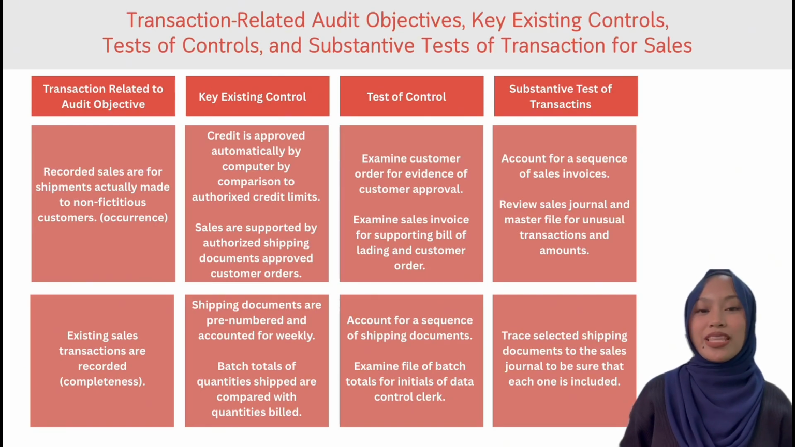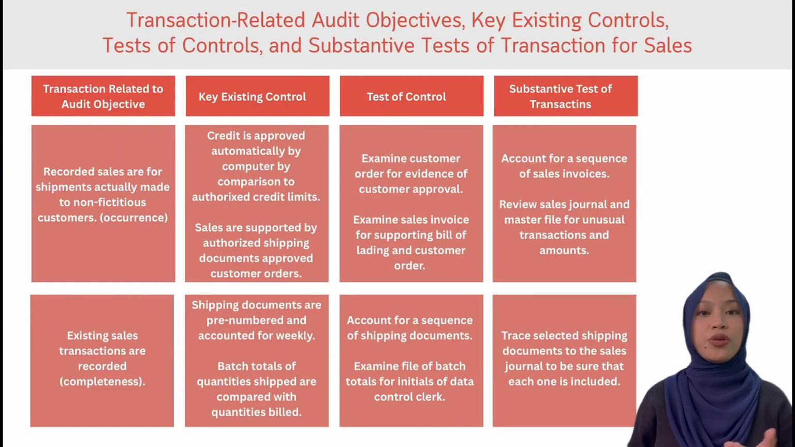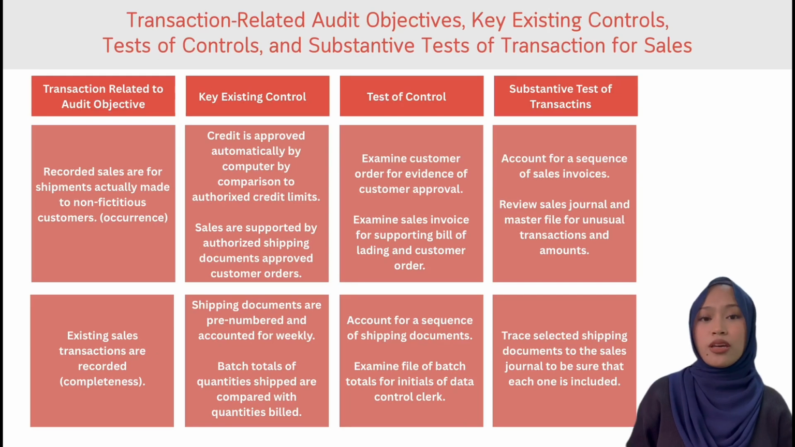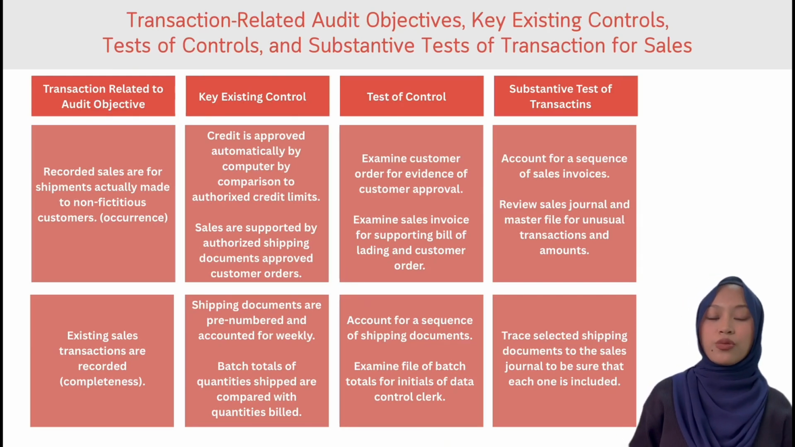The second audit objective is completeness. This means the auditor wants to make sure that all sales that should be recorded are actually recorded. To do this, companies use controls such as pre-numbered shipping documents, which are checked weekly. They also compare the total quantity shipped with the quantity billed to customers.